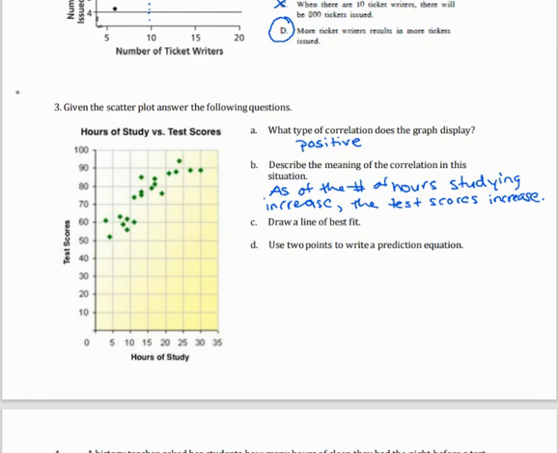Okay, now we want to draw a line of best fit. So let's talk about this. Here you want to be pretty specific. You want to make sure that your line is passing through at least 2 points, okay?